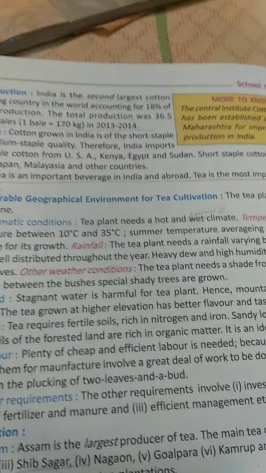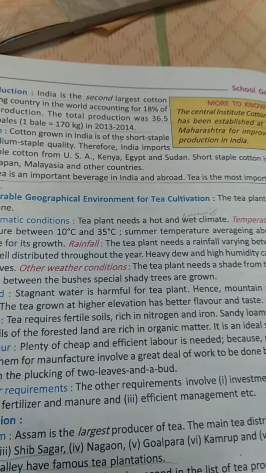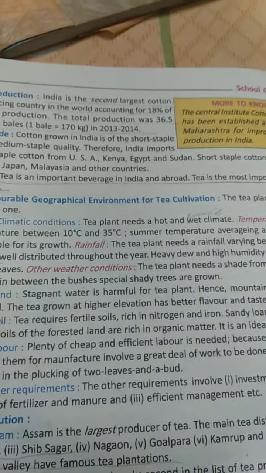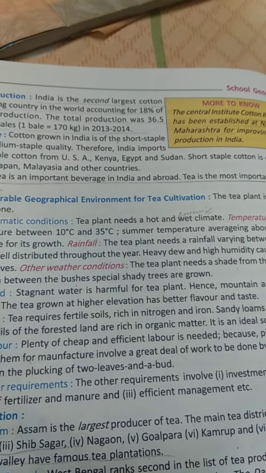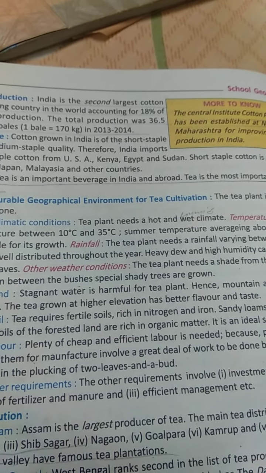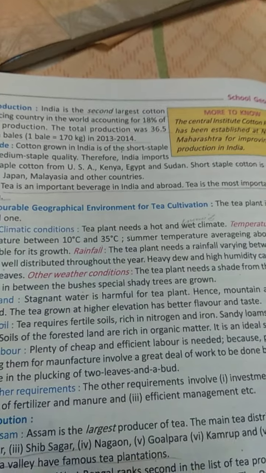Morning class 10. After cotton, our next cash crop is tea. It is also a beverage and it is also a cash crop because India exports this abroad, and India consumes some too. It helps the economy also.